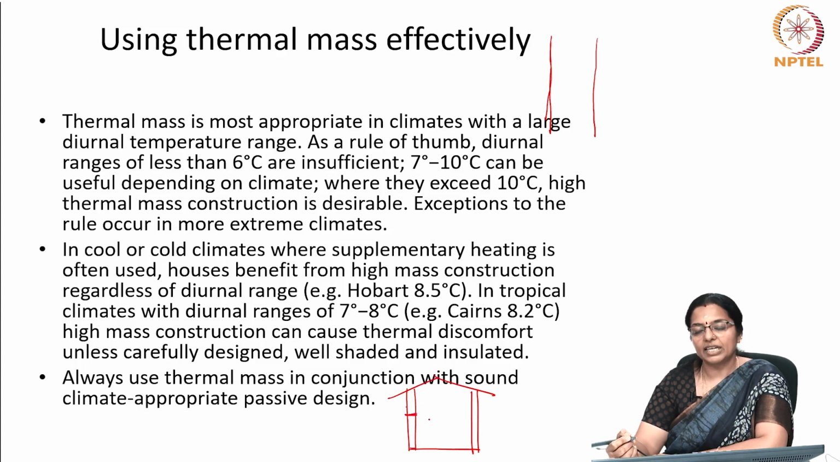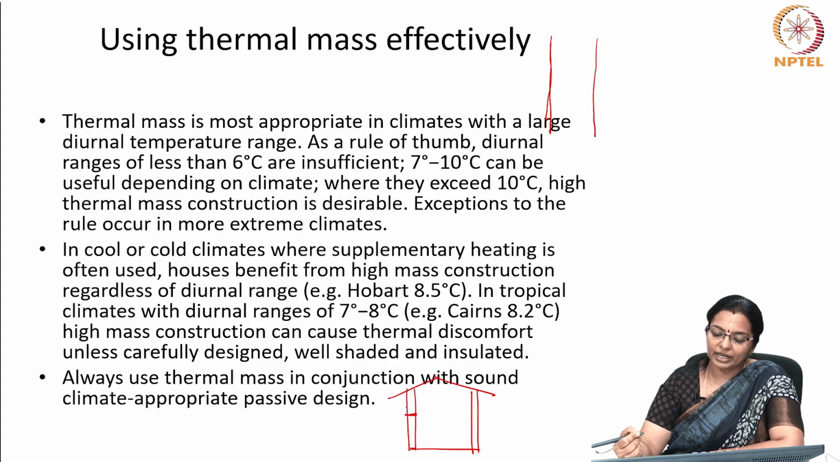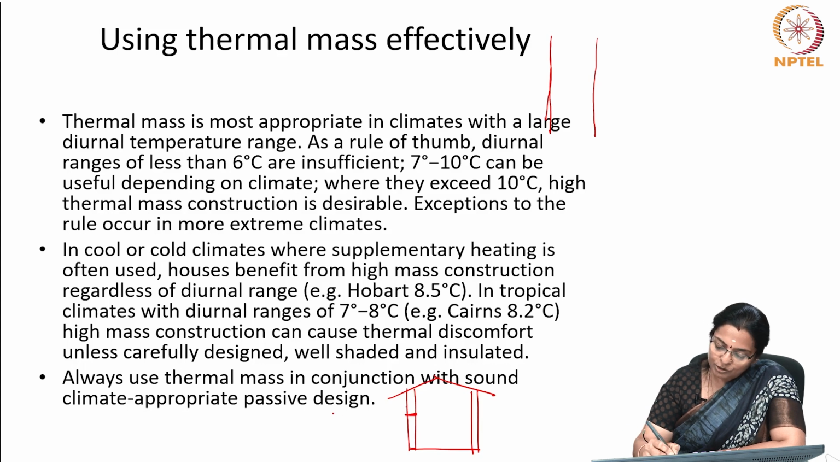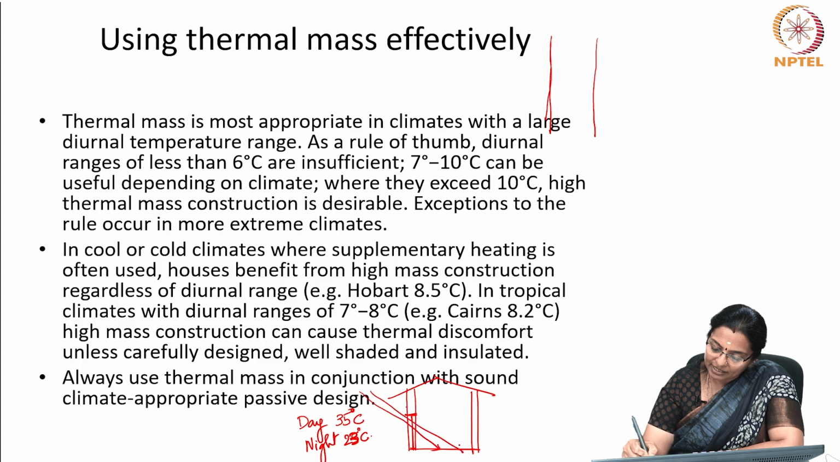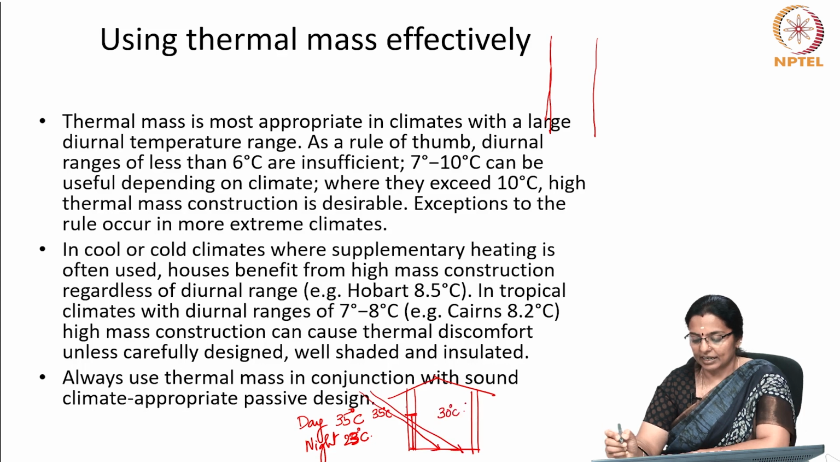and diurnal variation. Say let us look at a variation of 10 degrees or 12 degrees. So during the day the temperature is 35 degrees centigrade, and at night it is 25 degree or 23 degree centigrade. Suppose you keep the window open and you allow the solar radiation inside. When it is 35 degrees centigrade, let us assume the indoor temperature reaches 30 degrees centigrade.